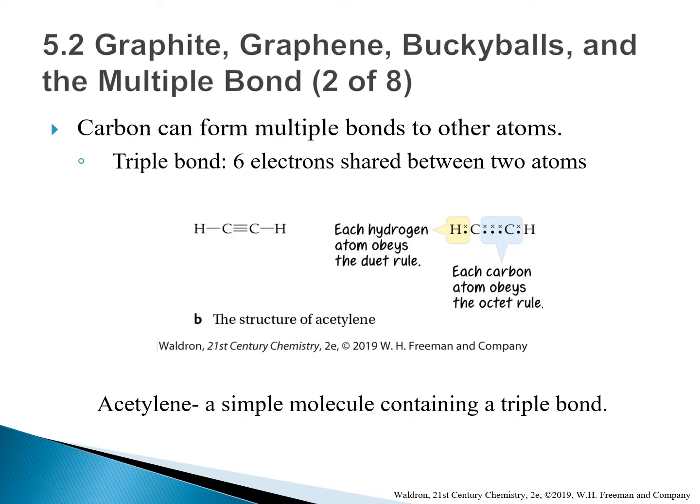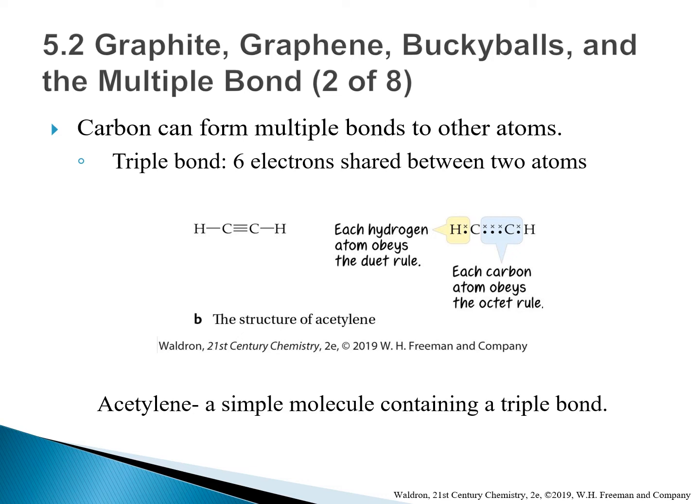Carbon can form a triple bond with other atoms. A triple bond is formed by sharing 6 electrons between 2 atoms. Acetylene is the simplest molecule containing a triple bond. The 2 carbon atoms of acetylene are sharing 6 electrons, each carbon atom contributing 3 electrons towards the triple bond. In addition, each also bonds with 1 hydrogen atom. There are 8 electrons around each carbon atom, and the octet rule is satisfied.